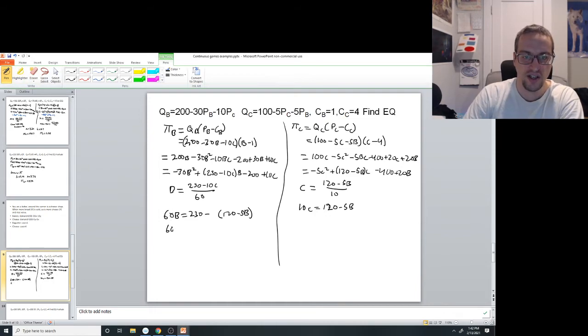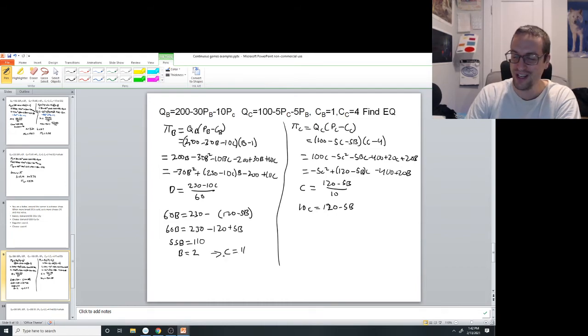So this is then 60B equals 230 minus 120 plus 5B, or 55B equals 110, B equals 2, and then you can figure out that C equals 11. It's kind of cool that these random numbers come out to whole numbers. I don't know, I think it's kind of cool.